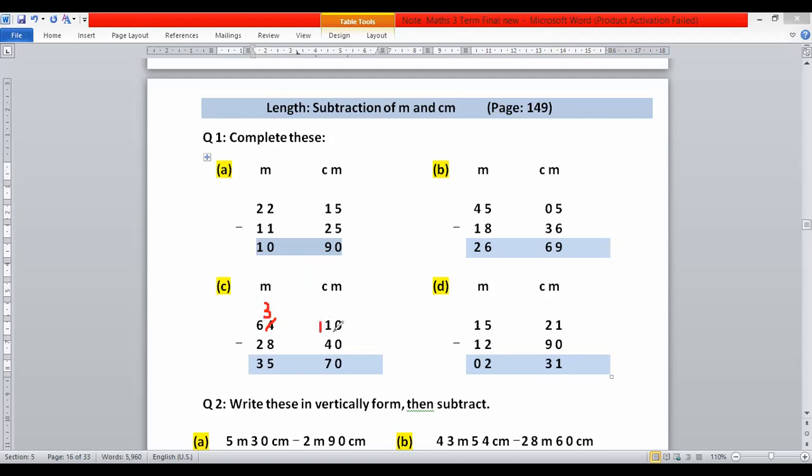Mean 100 plus 10, 110. Here you are taking 1 meter and adding here, because we know that 1 meter equal to 100 centimeter. 100 plus 10, 110. Now you can subtract 40 from 110. Now start from first digit. First digits are 0 minus 0, you get 0. After that 11 minus 4, that is 7.